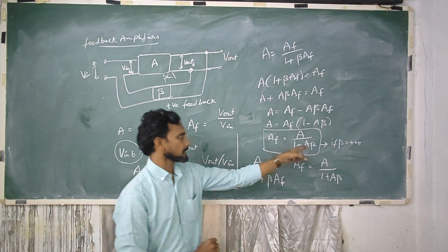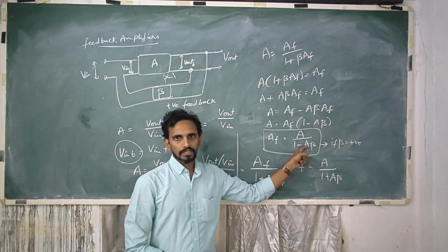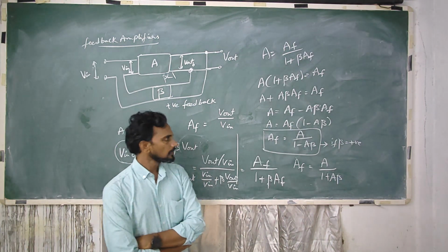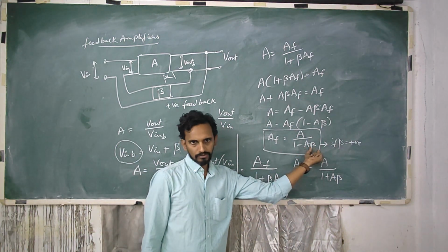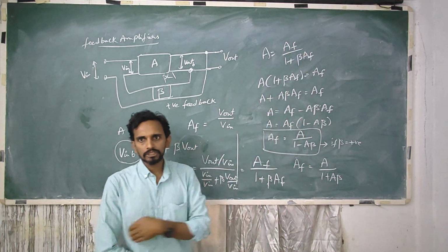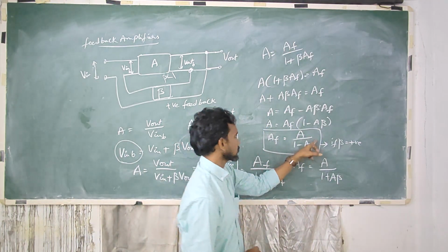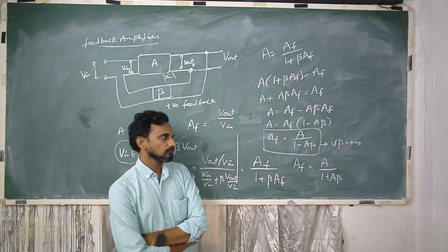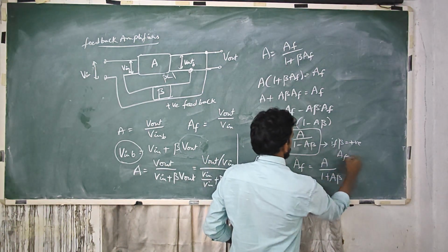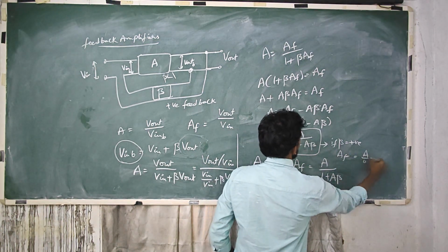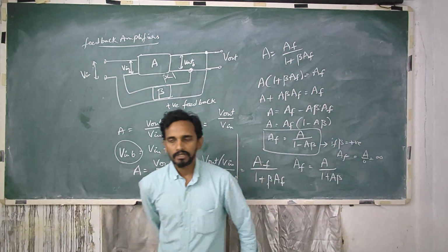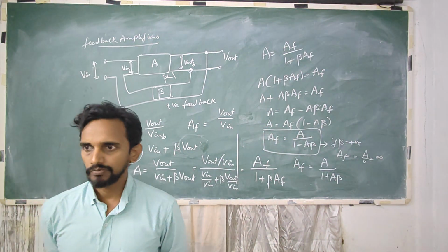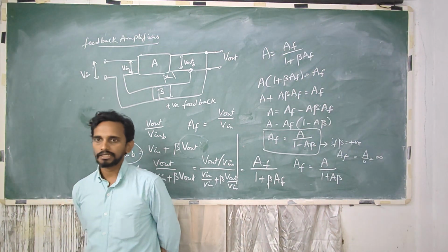somehow if I manage, so beta is less than 1, A amplification is greater than 1, somehow if I manage, I mean beta is under my control now, I can tune it to whatever level I want, and somehow if I manage this beta such that the product of A and beta is equal to 1, then what happens? AF is equal to A by 0, which is infinity. I get infinite amplification. That means what? Even without input signal, I can get an output signal.